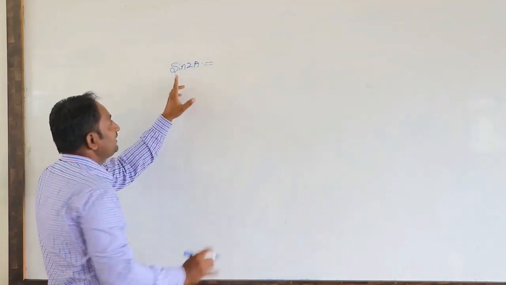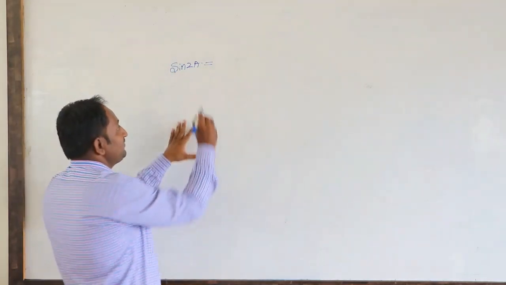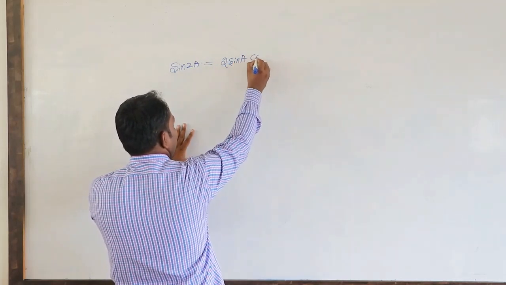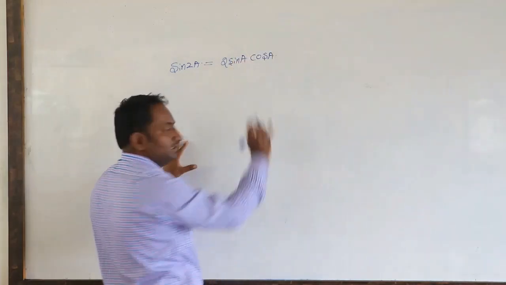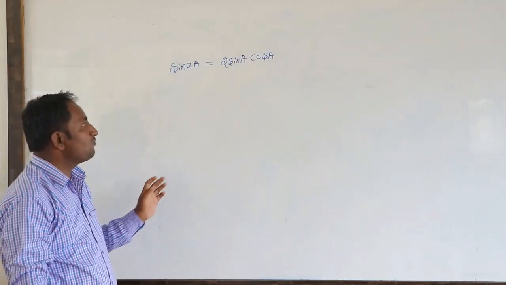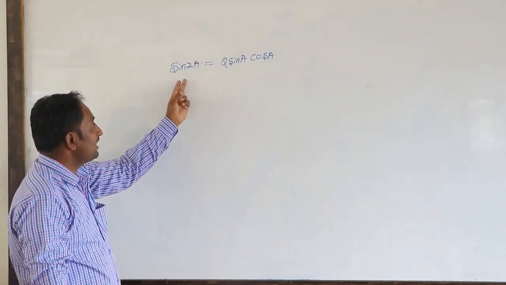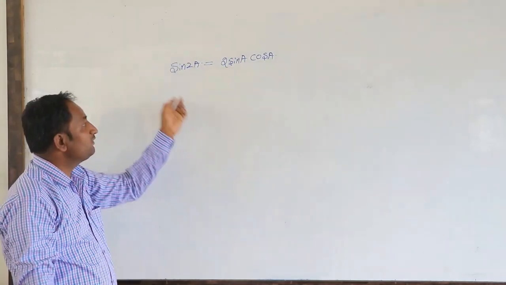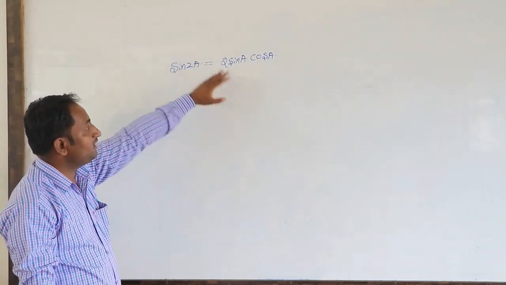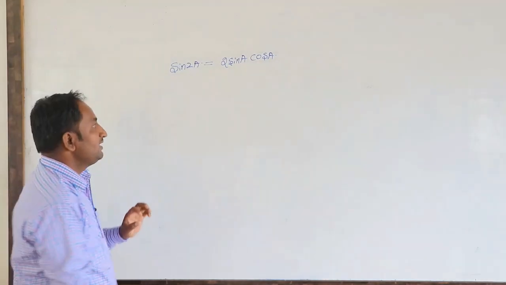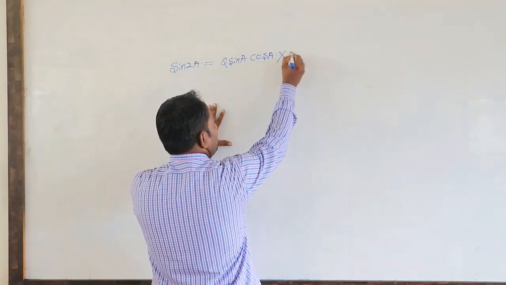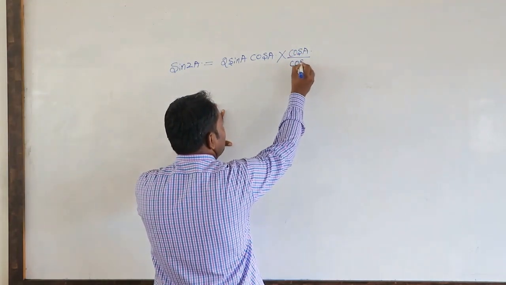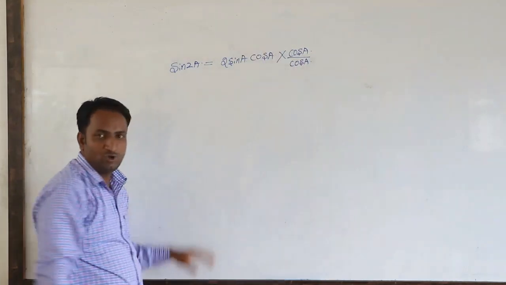In the previous class we know that the sin of 2a formula is 2 sin a cos a. This formula can be expressed in the form of tan. Here we already proved that sin of 2a is equal to 2 sin a cos a. Now this formula can be introduced in terms of tan. For this purpose we multiply cos a in the numerator as well as the denominator.